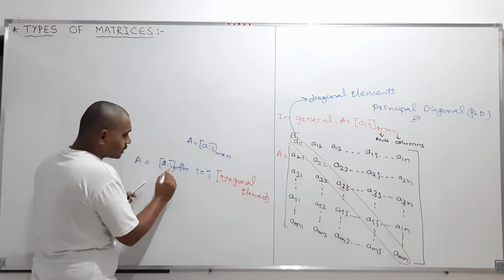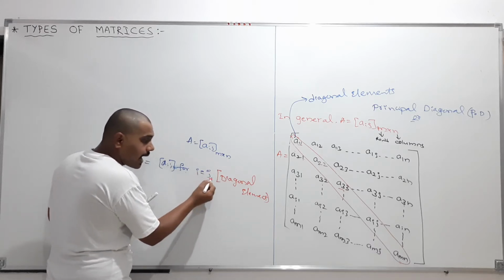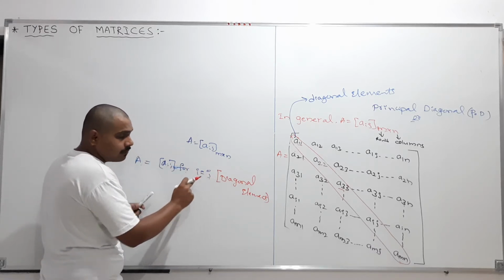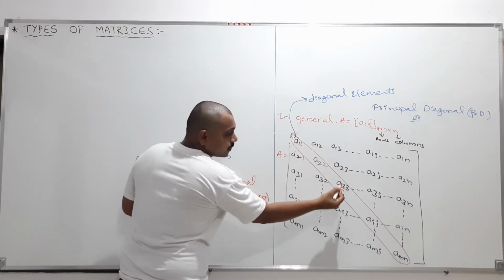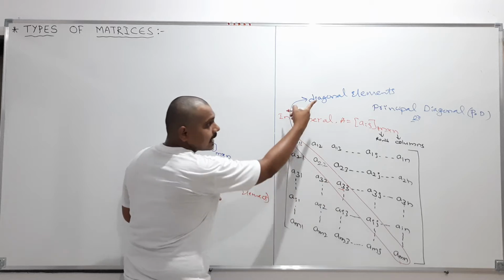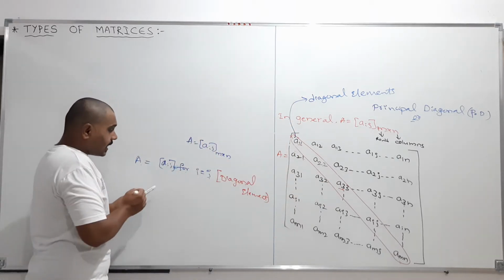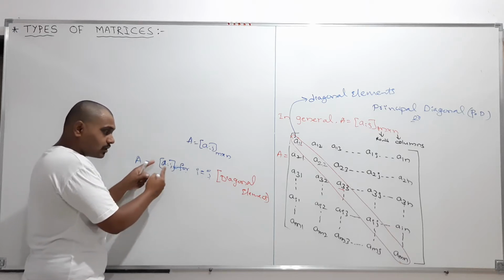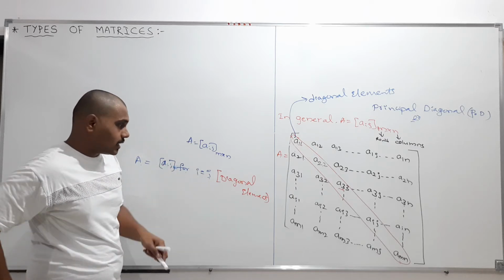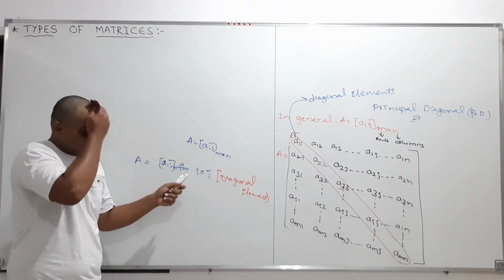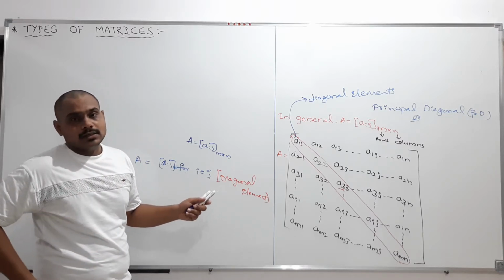Because A = Aij for i = j means i is equal to j. Row i and column j are always equal in this place. That is A11, A22, A33. So therefore we can call these the diagonal elements. So in this context, if I write A = Aij for i = j, you should understand that this is nothing but the diagonal elements. Like this you should think or assume.